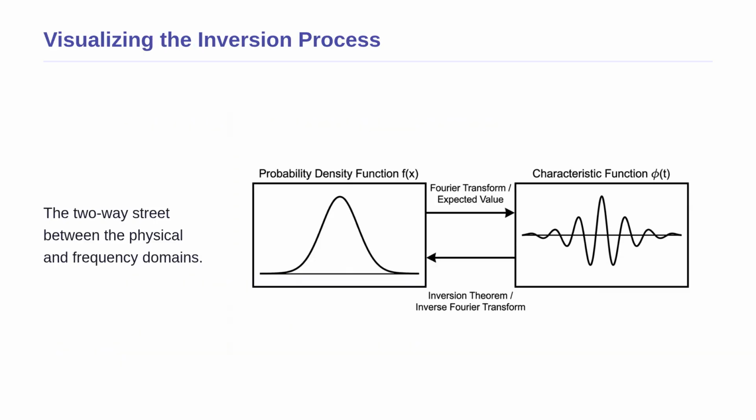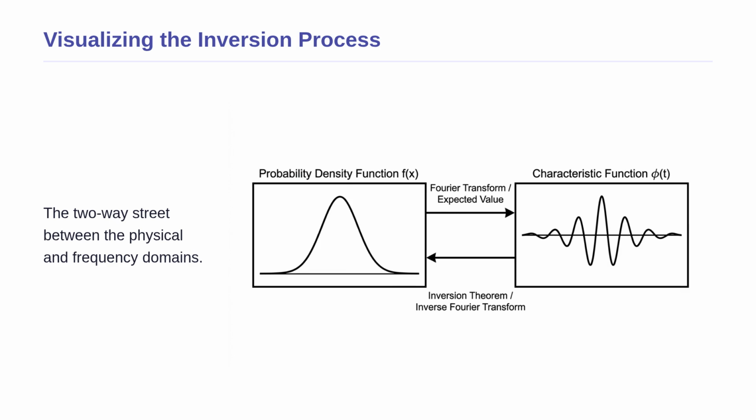Let us visualize this formula in action. What you're seeing here is the two-way street created by the inversion theorem. On the left, we have the physical domain, represented by the smooth bell curve of the probability density function. On the right, we have the frequency domain, represented by the oscillating wave of the characteristic function. The top arrow shows how we move to the abstract space using the expected value, which is a Fourier transform.